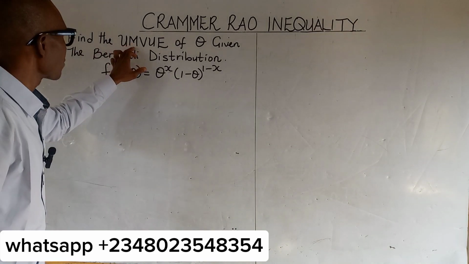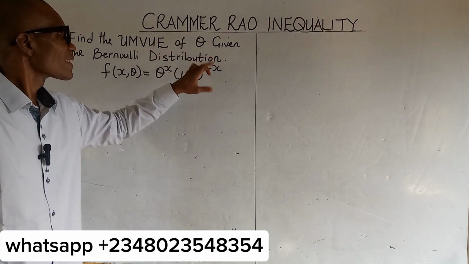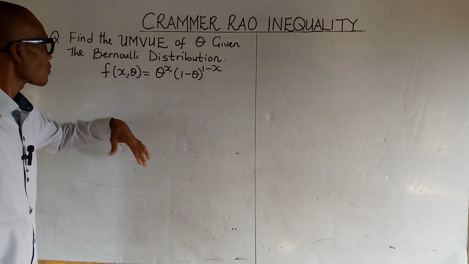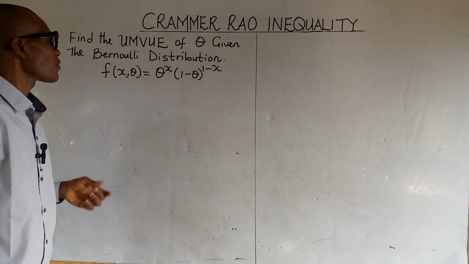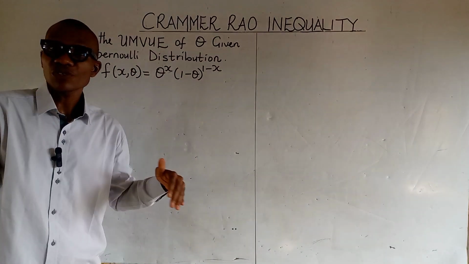Find the minimum variance unbiased estimator of theta. The Cramer Rao inequality is used to calculate the minimum variance unbiased estimator of any distribution. Here we have the Bernoulli distribution.